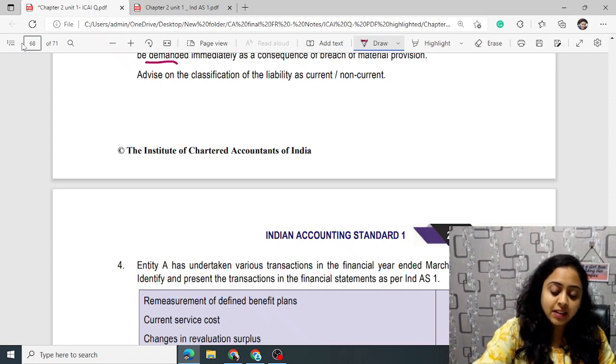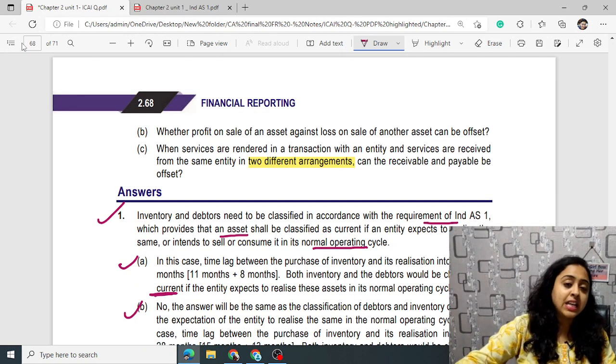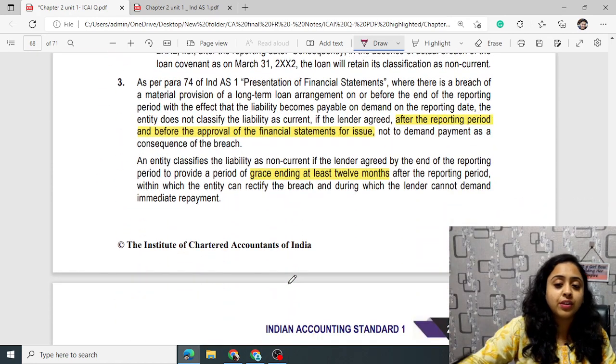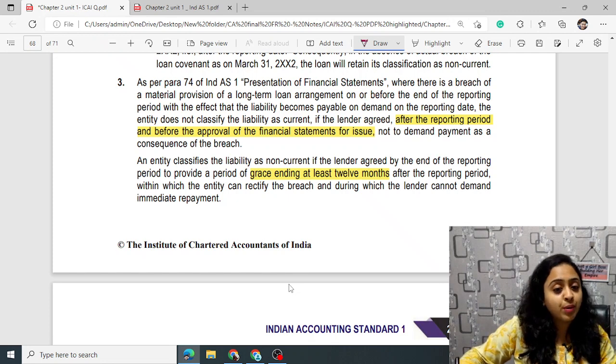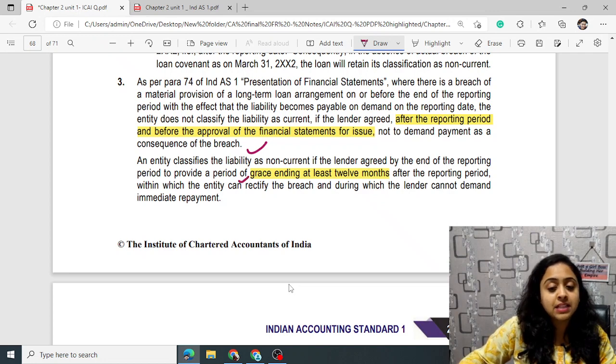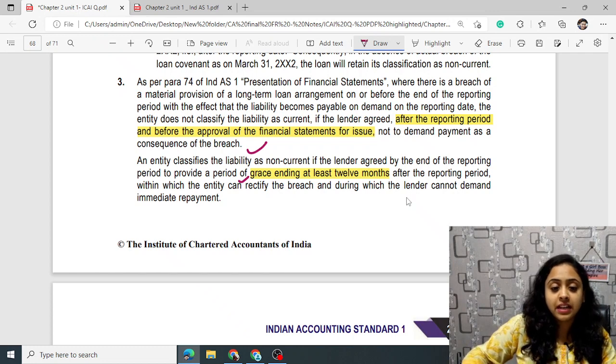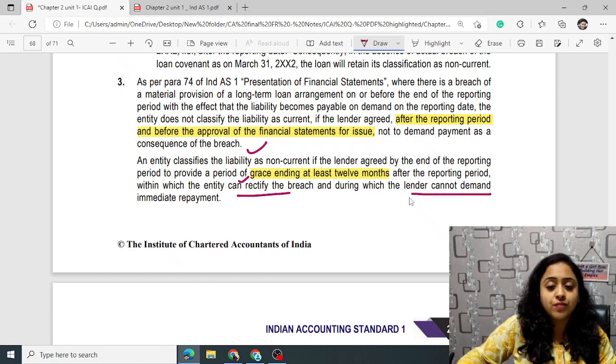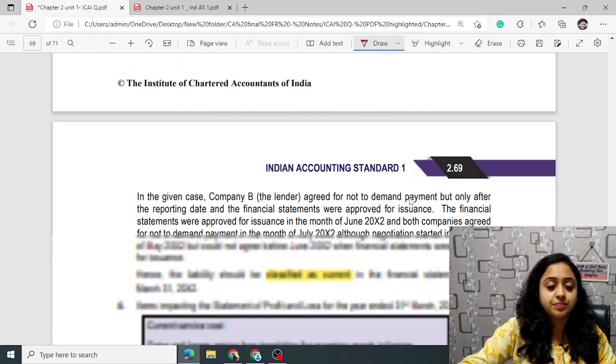This means that Ind AS has given a relaxation that on correction of the breach, it can be reclassified to non-current, after the reporting date but before the approval date of the financial statements for issue, with the lender agreeing not to demand payment as a consequence. Therefore, the grace period should be at least 12 months: less than 12 months, current; greater than 12 months, non-current. So, after the reporting period, the entity can rectify the breach, and the lender cannot demand any sort of immediate payment.